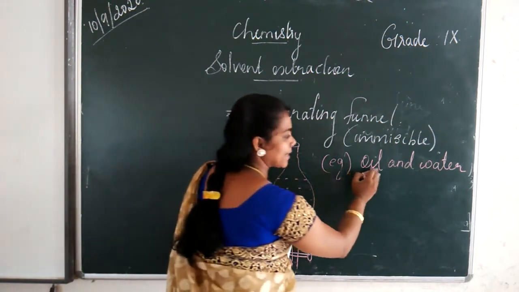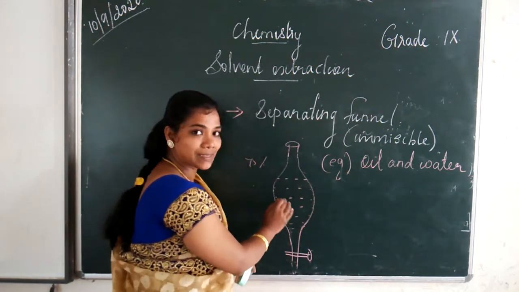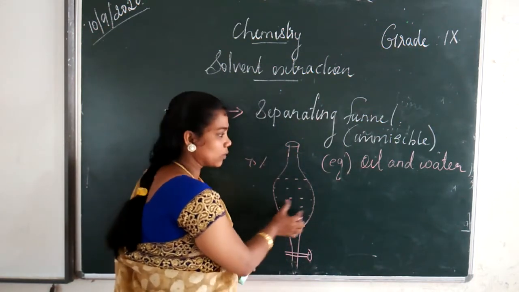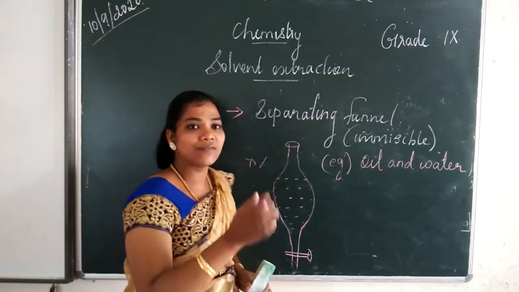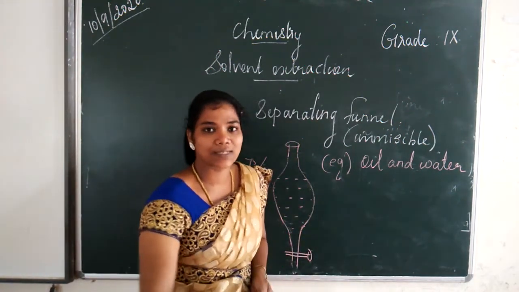What sample have we taken? Oil and water. About 75% of this bulged portion was filled with oil and water. Okay, and take it in an inverted position. What is our slanting position?